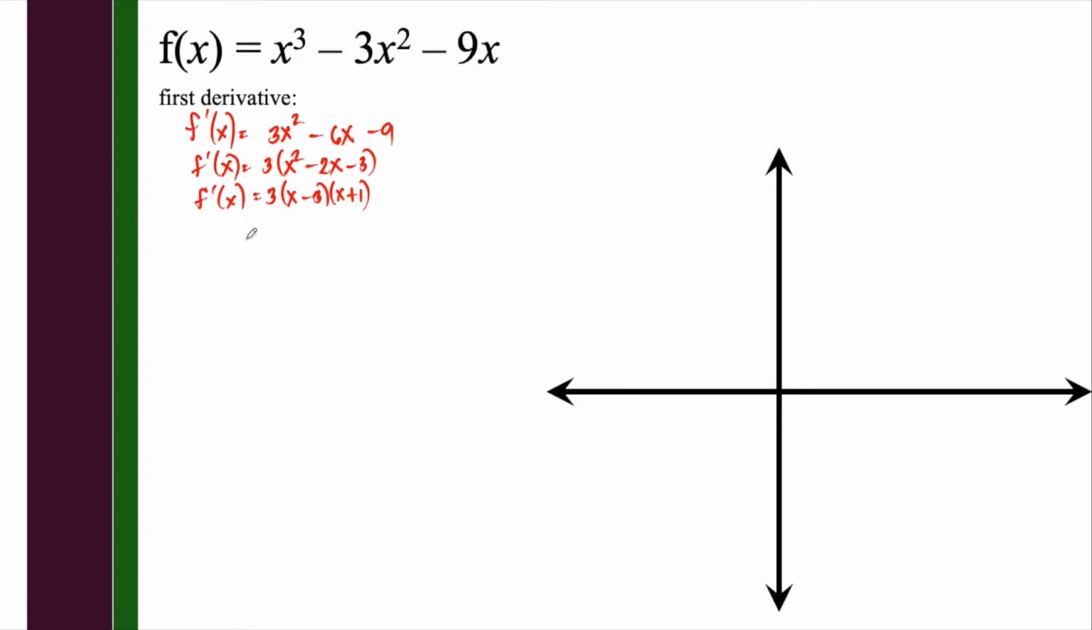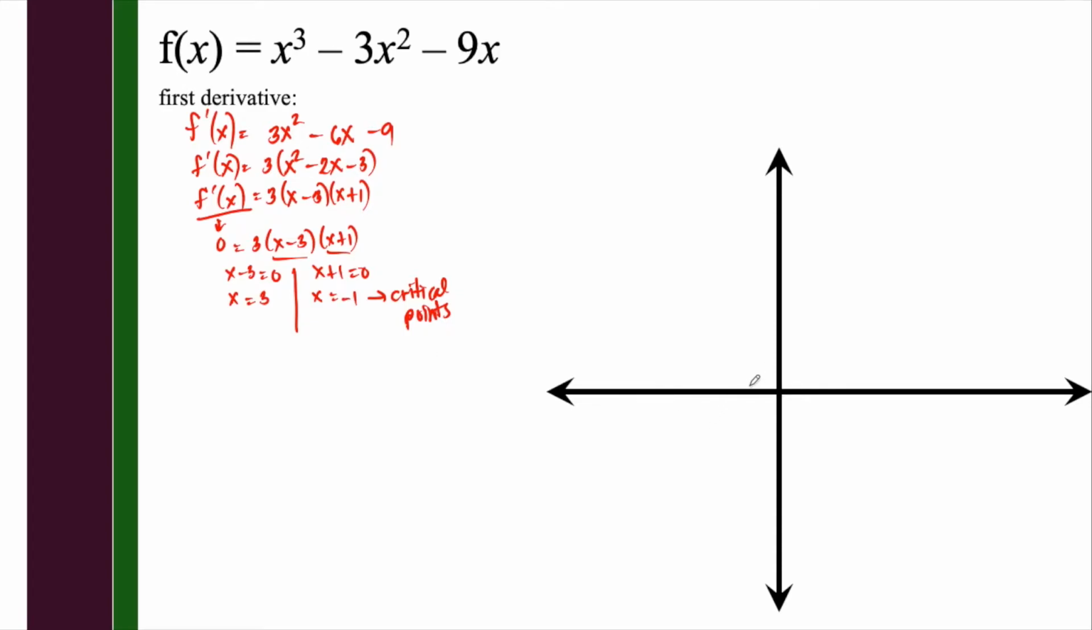Now, since we're interested again in the maximum and the minimum points, where the slope of the tangent line, or the derivative, is 0, we have to set this to 0. Solving for x: x minus 3 is 0, x plus 1 is also 0, so x is 3 and x is negative 1. These are what we call the critical points. The critical points are simply the values on the x-axis where the maximum and the minimum points are.